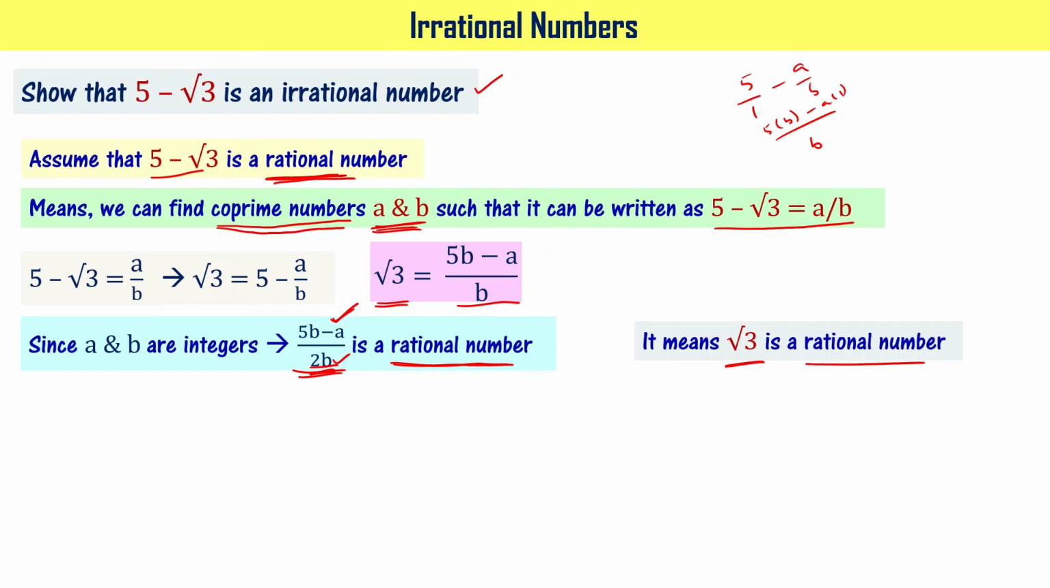So there is some problem. The problem happens because of the assumption we made. We are getting root 3 as a rational number, but we know that it is an irrational number. So let me say that it contradicts with root 3 is an irrational number. That is the fact, right?